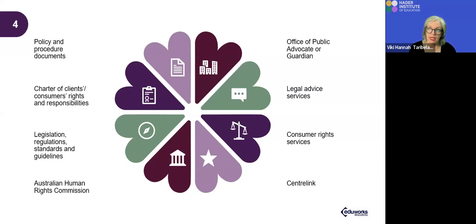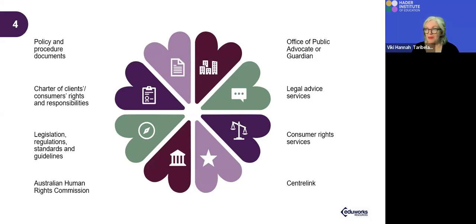And then if your organisation hasn't got the full depth, then you can have a look at the Office of Public Advocate or Guardian, legal services, consumer rights, and Centrelink. Centrelink has human services. So social workers in Centrelink are under a different department, and Centrelink is under its own Department of Social Services, DSS, often referred to now as Services Australia. But some of those Centrelink buildings, we still call it Centrelink, but it's actually under Services Australia now.